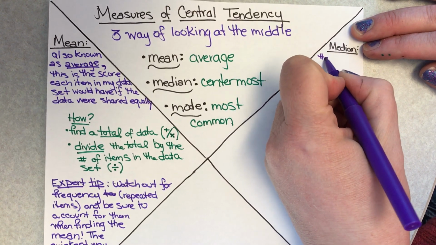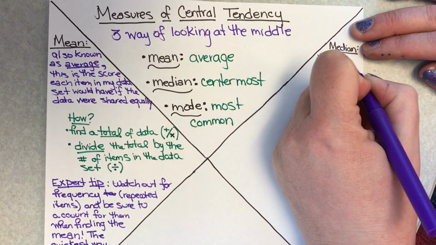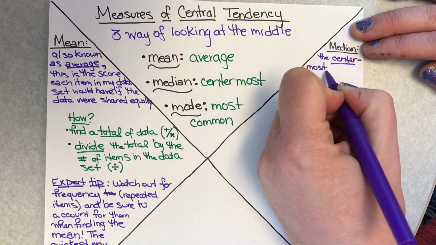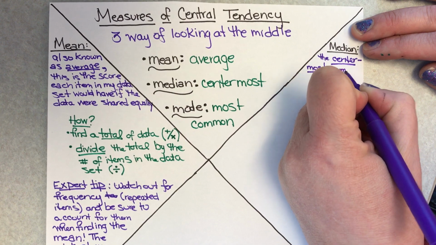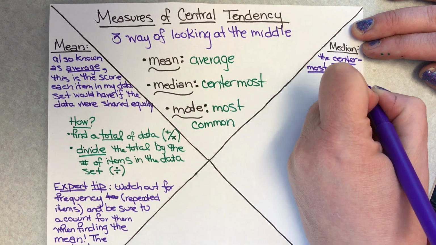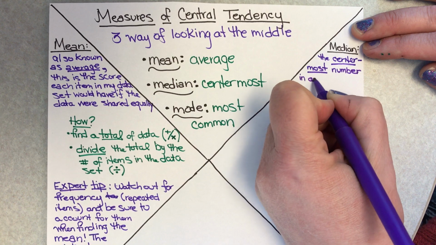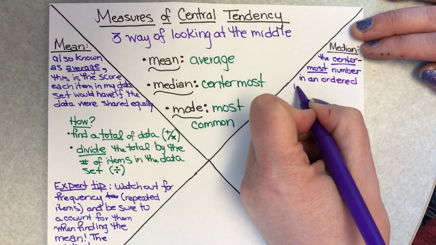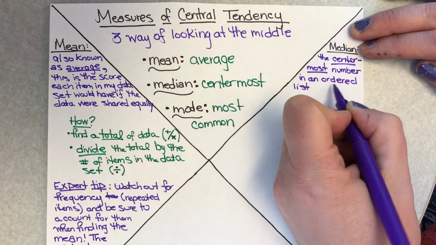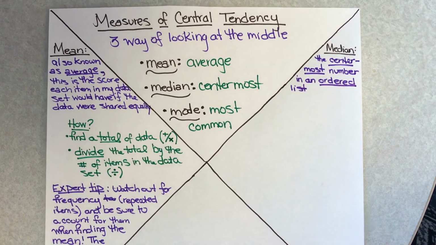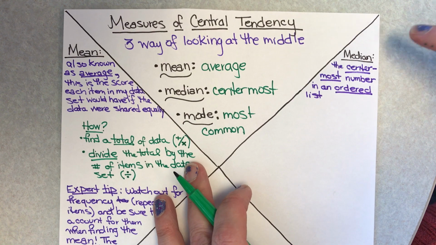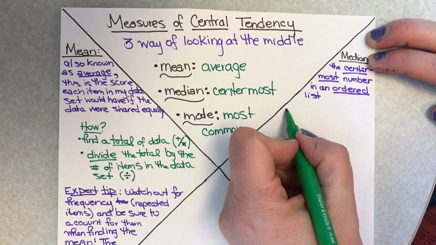So let's write that down. This is the centermost number in an ordered list. Ordered. It's got to be ordered or your median is going to be a bunch of nonsense, okay? So, whoa, sorry about that. Make you seasick, right? Okay, so how are we going to do this? How?